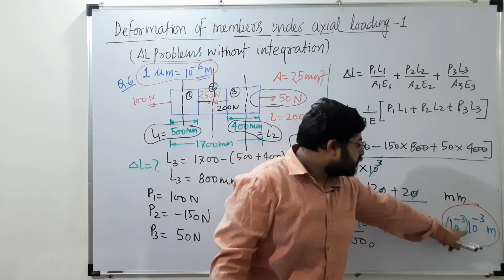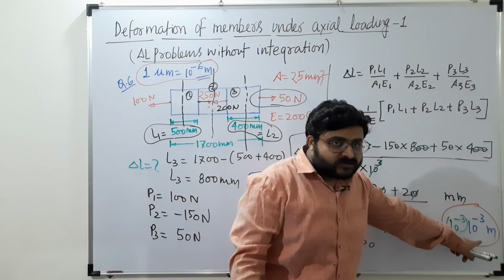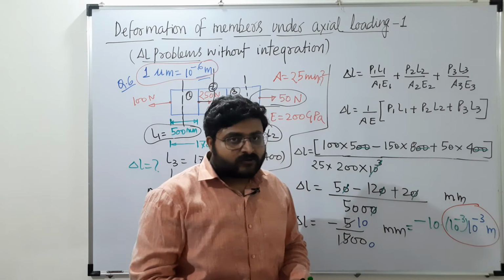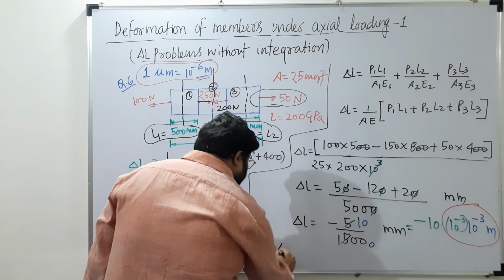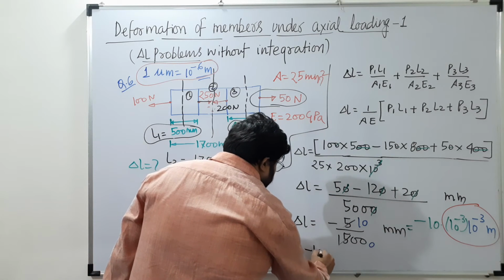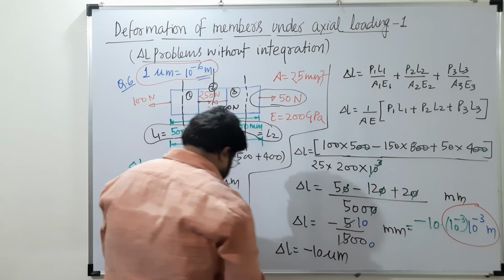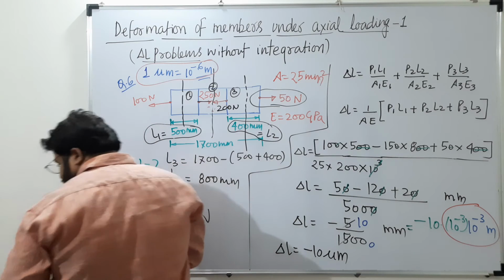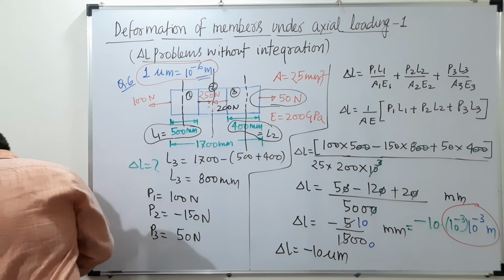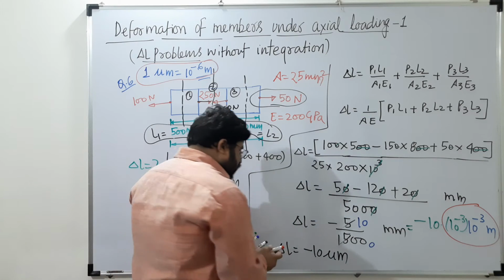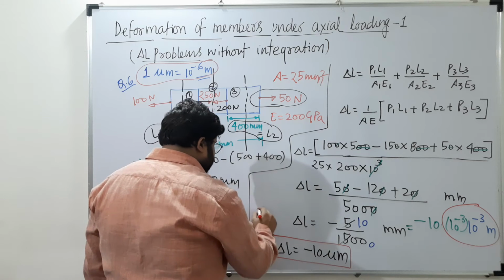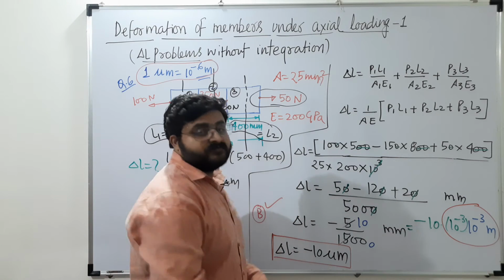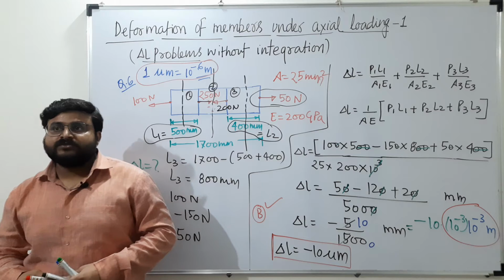So this is 10 to the power minus 6 meter. So it can be given as 1 micrometer. So it is minus 10 micrometer. So we are getting our answer delta L as minus 10 micrometer. This will be the final option for us, and that is given in option B. This will be the final answer, and this is option B, right? This is given in option B.